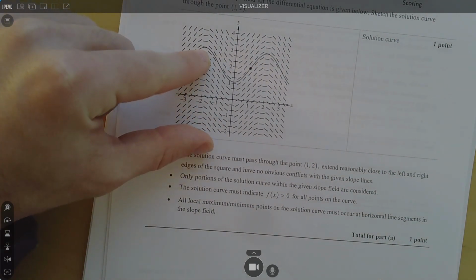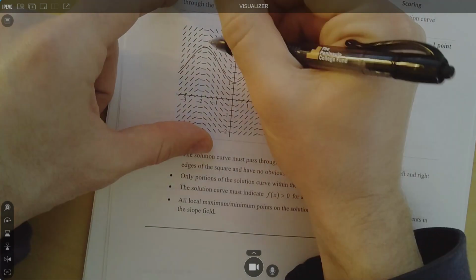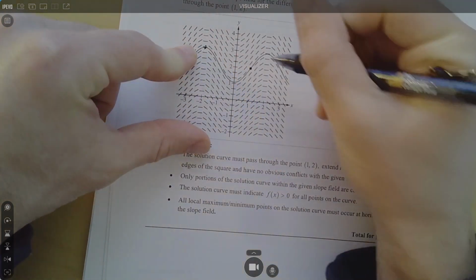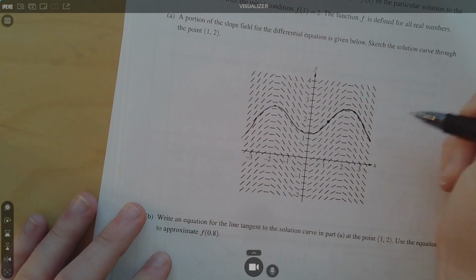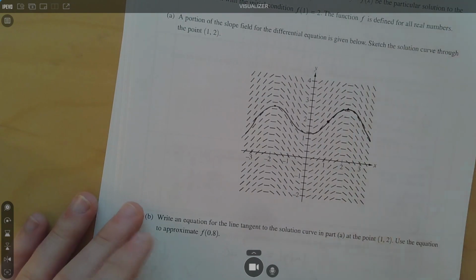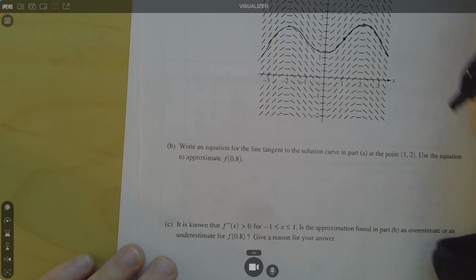All maximum and minimum points must occur at horizontal line segments in the slope field. What that's saying is the maximum has to happen when it's horizontal, like here and here. If we look at ours, even though mine doesn't go as high, it still would be fine because that does happen at that point. Okay, good. So that should be a free point. Everyone should get that point, no doubt about it.